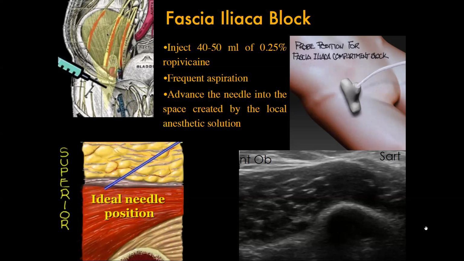So first you scan with the probe in the opposite orientation here, find your vessel, stay away from them, get over the sartorius, rotate it into this plane, and then come in plane from caudad to cephalad, go through the sartorius muscle, pop through the fascia iliaca, and inject the 40 to 50 mLs. If I have a lean patient, I'll use this technique.